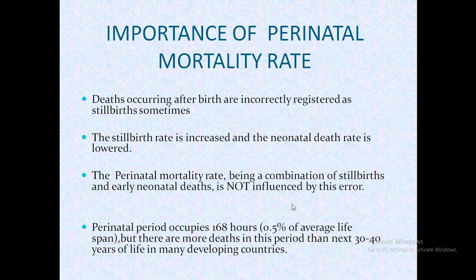And what is the importance of this perinatal mortality rate? Why do we need to calculate these different mortality rates in children up to 1 year? Deaths occurring after the birth are incorrectly registered as a stillbirth, so the stillbirth is increased and the neonatal death rate is lowered. If you report it as a stillbirth, the neonatal death rate is lowered. And the perinatal mortality, being the combination of stillbirth as well as early neonatal death, is not influenced by this error. To reduce this error, instead of calculating stillbirth and neonatal death, we are calculating the perinatal mortality.